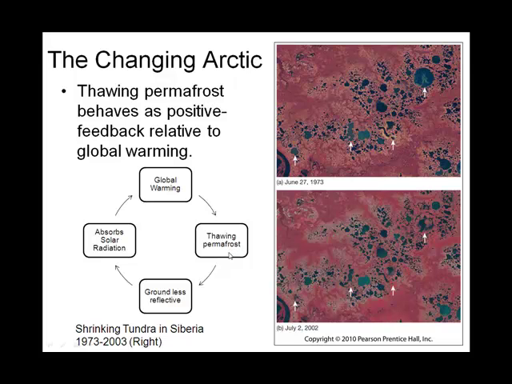Okay, permafrost is basically soil, kind of mushy soil that's always in its frozen state.